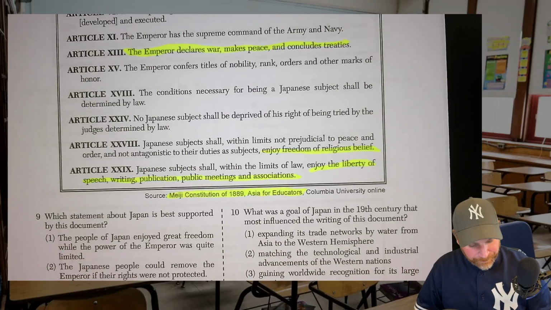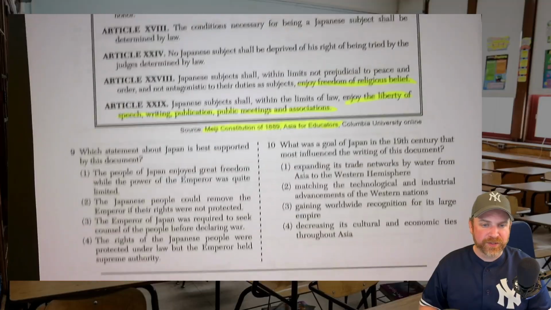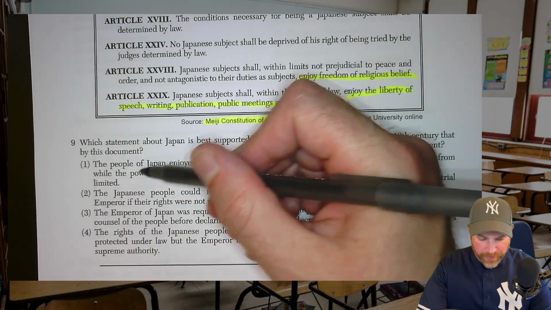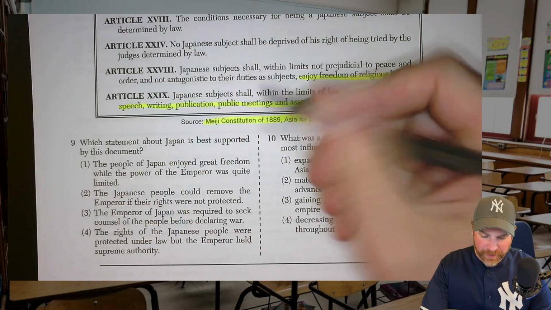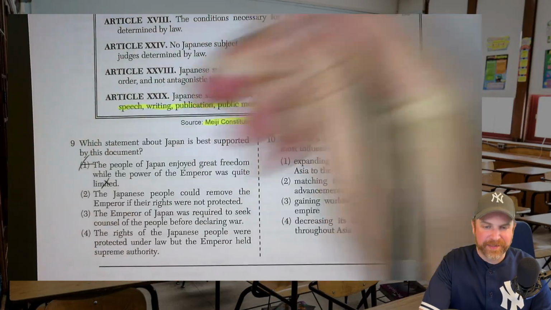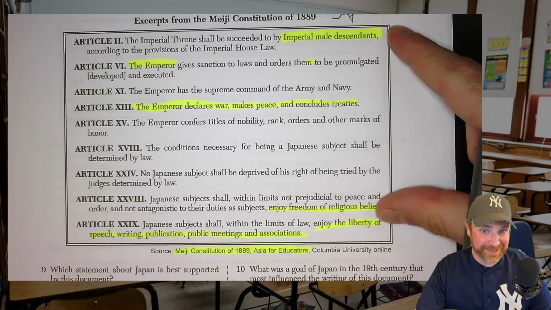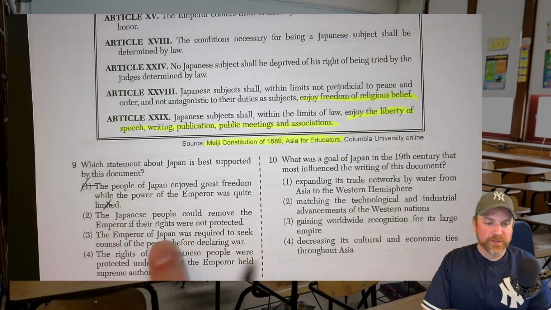So question 9. Which statement about Japan is best supported by this document? The people of Japan enjoyed great freedom while the power of the emperor was quite limited. I absolutely cannot pick this one. I don't see the emperor's power being limited here. Sounds to me like the emperor's power is limitless, right? They could do all sorts of things. So cross off number 1.